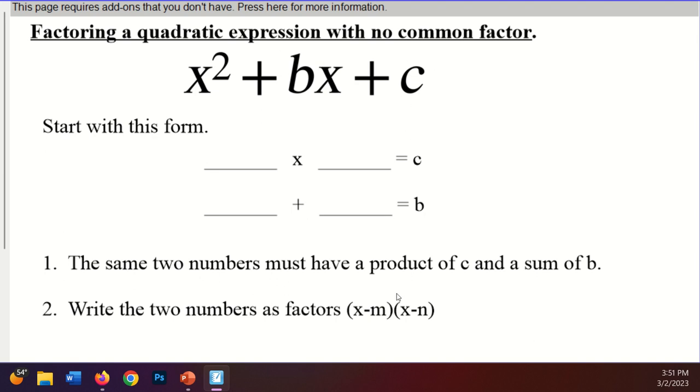And we're going to try and find two numbers so that when I multiply those two numbers, I get the c value, and when I add those two numbers, I get this b value. And then we'll just write those two numbers as factors, x minus m and x minus n, whatever we put here and here. So what does that look like?